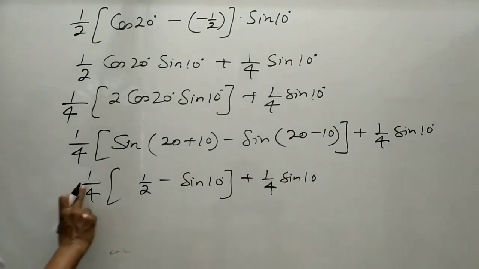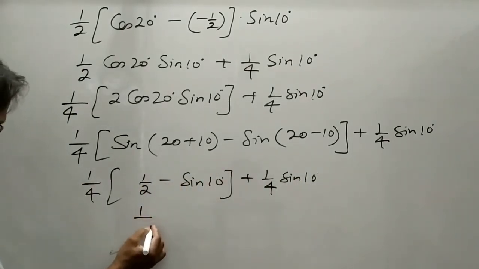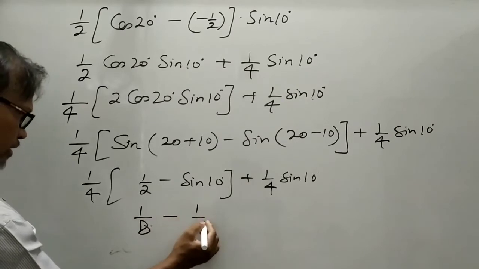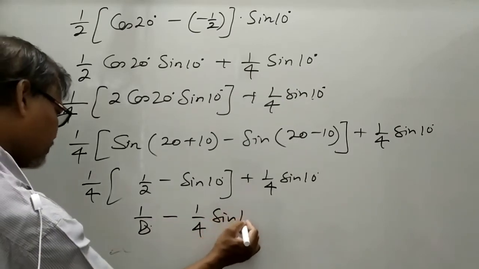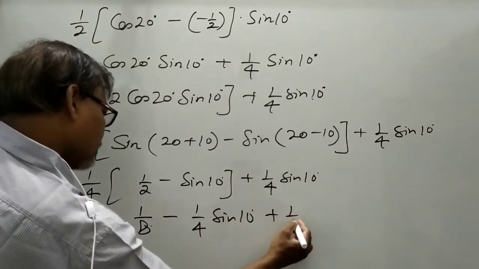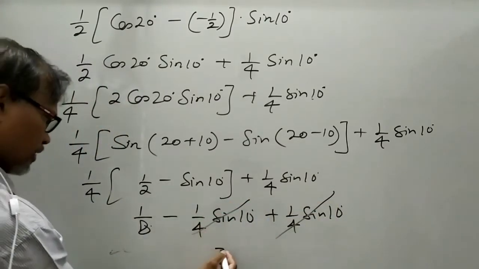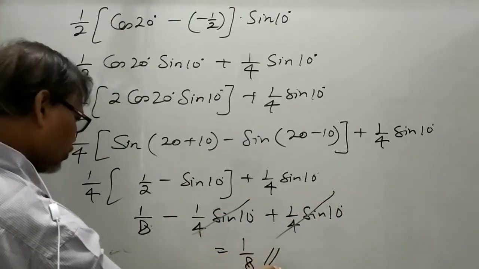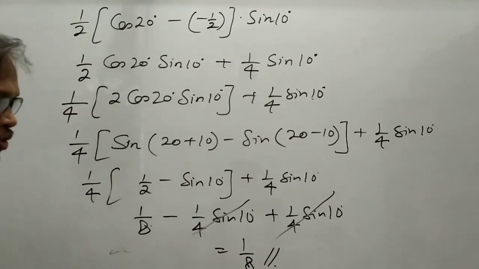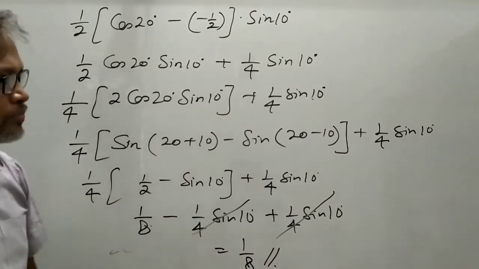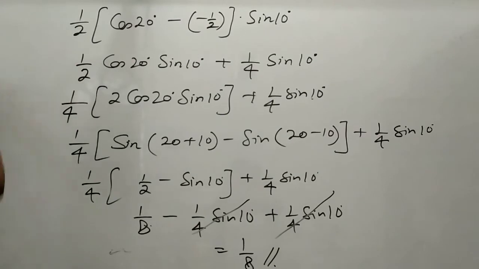This 1 by 4 again multiply in the bracket. So it will be 1 by 8 minus 1 by 4 sin 10 plus 1 by 4 sin 10. This is cancelled and the answer is 1 by 8, which is equal to the right hand side. So in this way you can find the value.